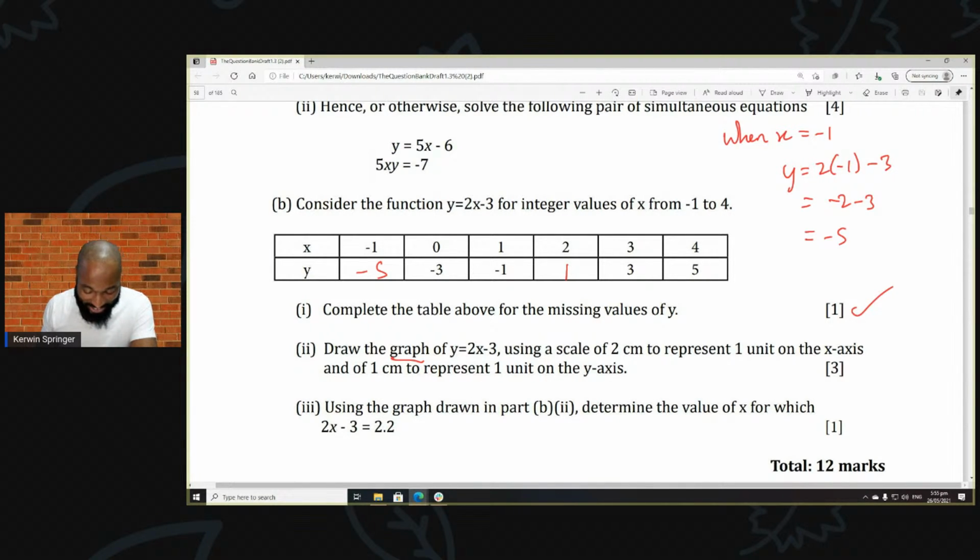Here comes these graphs again. Draw the graph of y is equal to 2x minus 3 using a scale of 2 centimeters. I know my thing is landscape. Your paper in the exam will be portrait. So my scale will be a little different, right?